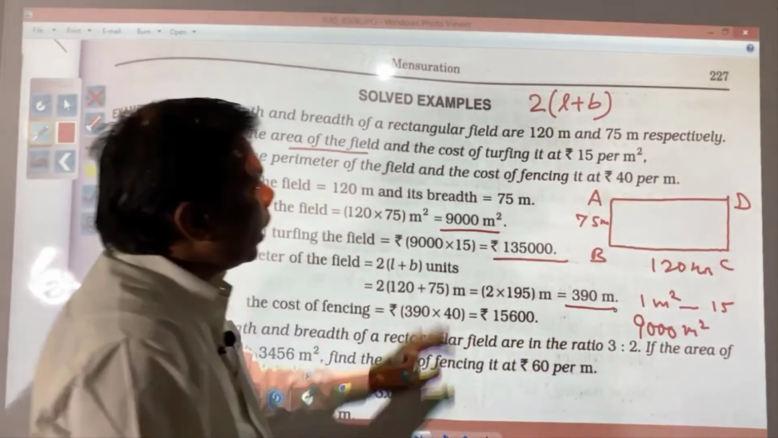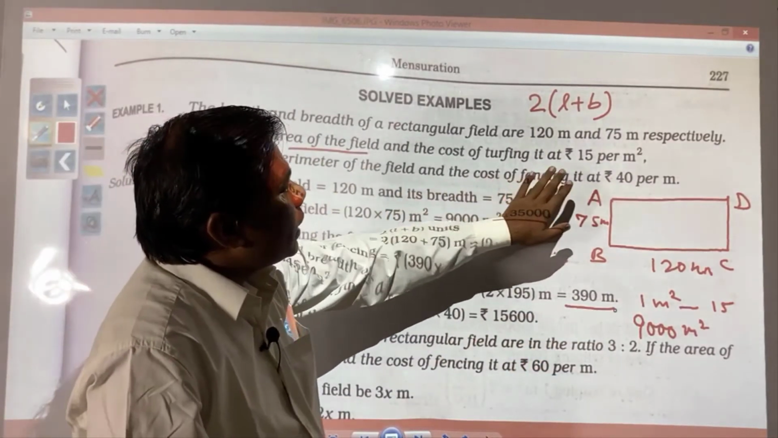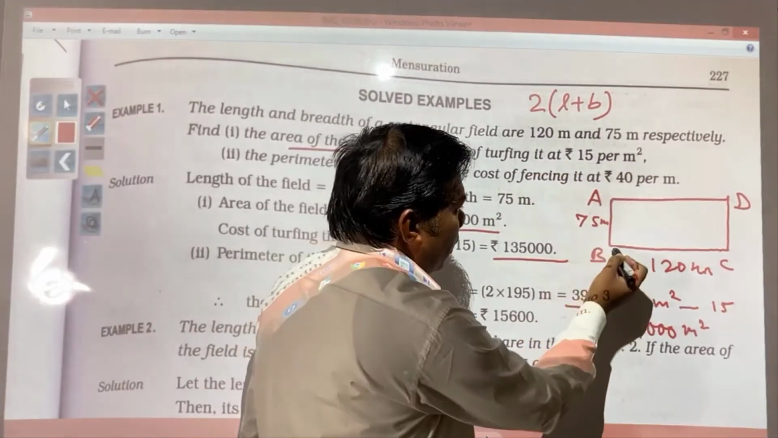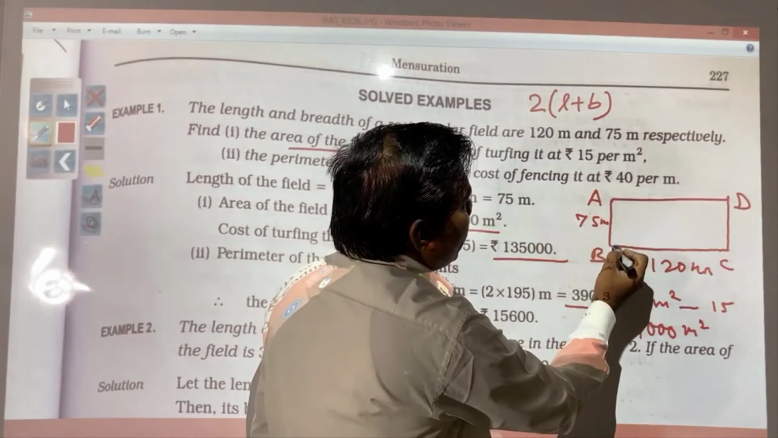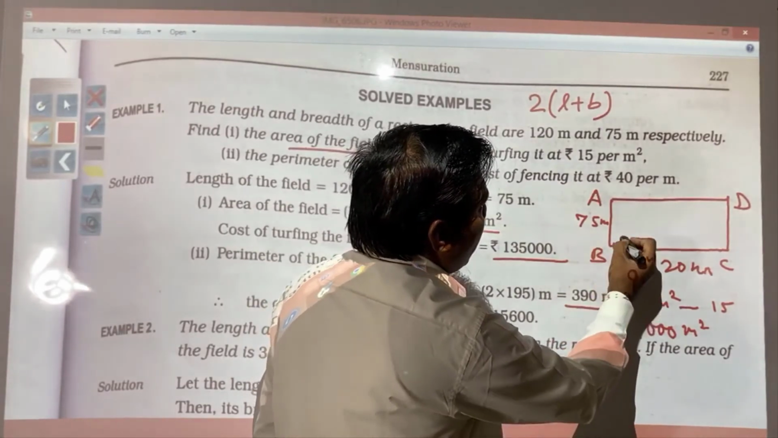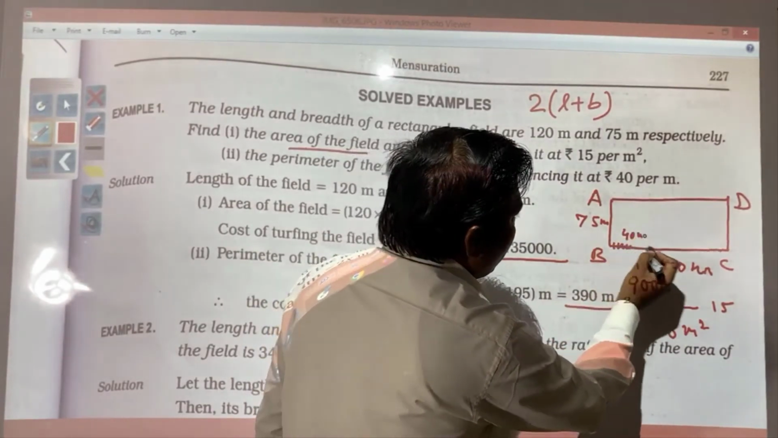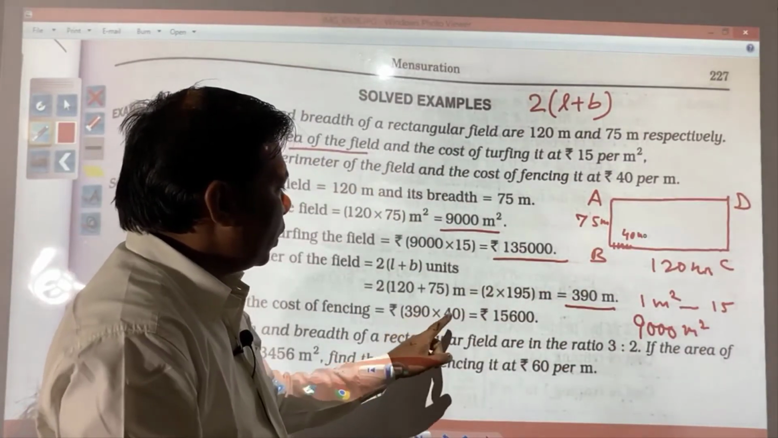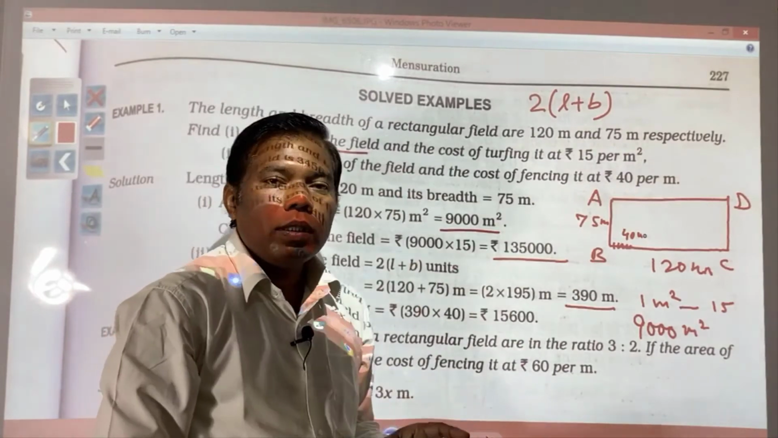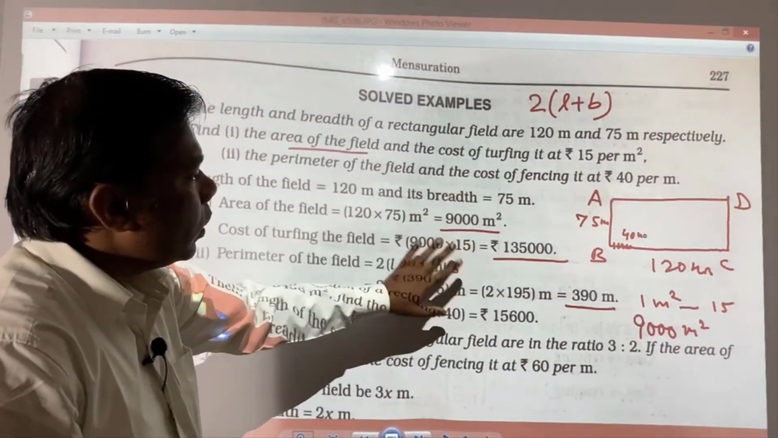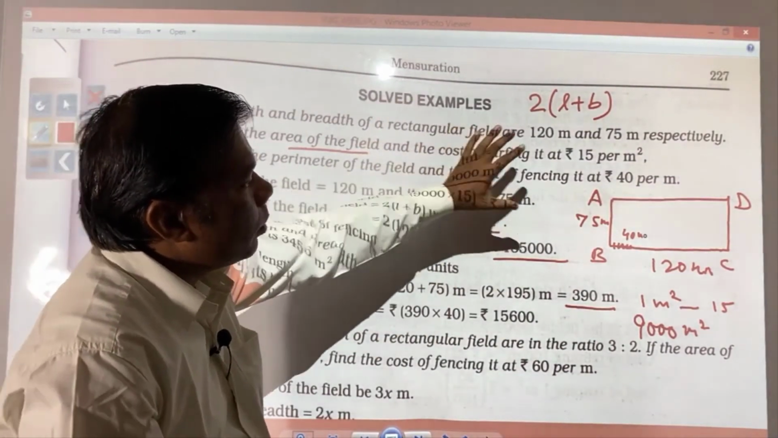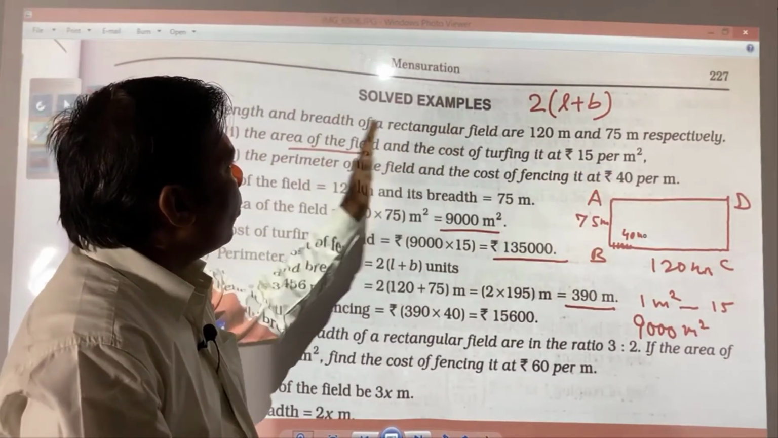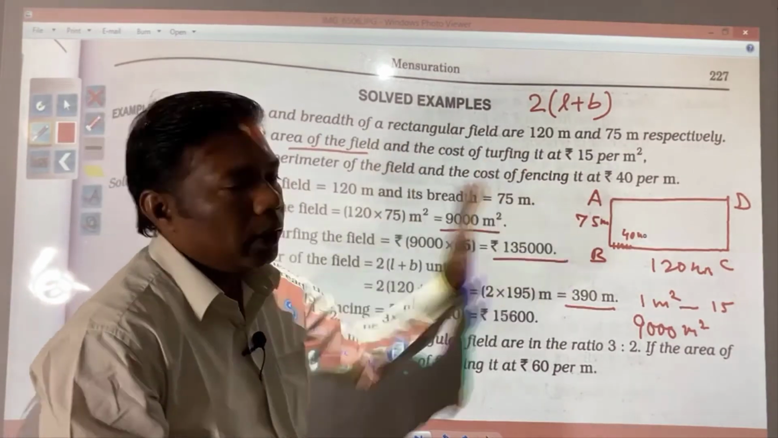This you have got. Now, the cost of fencing it at rupees 40 per meter. Fencing means making a boundary. So for 1 meter it costs 40 rupees. For the whole, how much will it take? You just need to multiply: 390 into 40, you will get 15,600 rupees. So in this way, you need to understand the question first, make a figure, try to understand, then break it up step by step, and then try to solve.